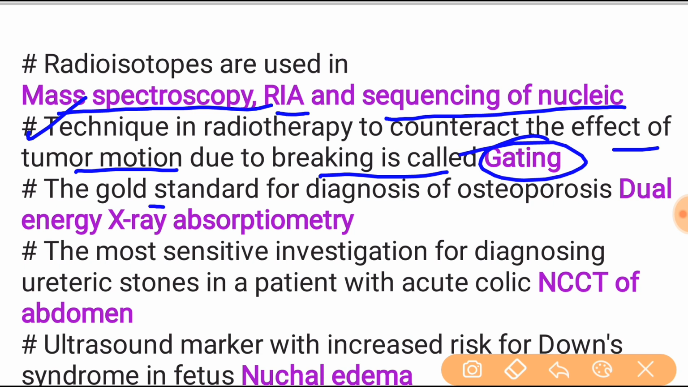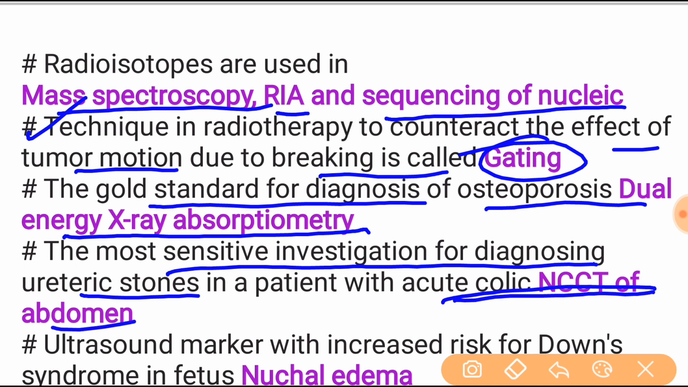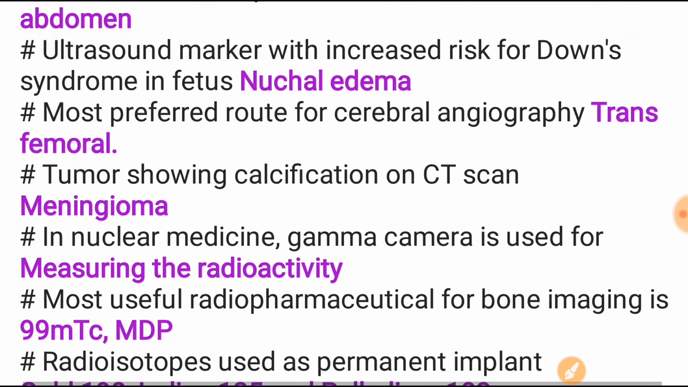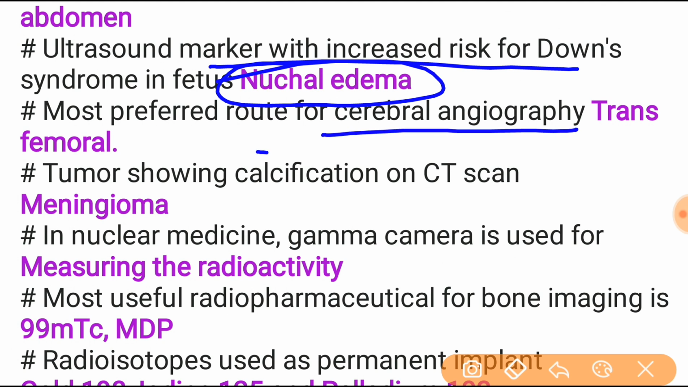The gold standard for the diagnosis of osteoporosis is dual energy X-ray absorptiometry. The most sensitive investigation for diagnosis of ureteric stone in a patient with acute colic will be NCCT of the abdomen. Next one is ultrasound. Marker with increased risk for Down syndrome in the fetus is nuchal edema. The most preferred route for cerebral angiography is the transfemoral route. The tumor showing calcification on CT scan is meningioma.